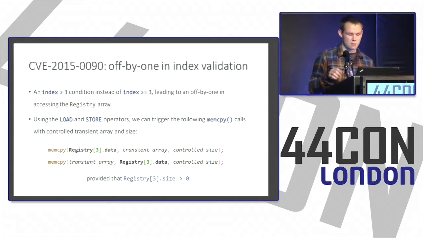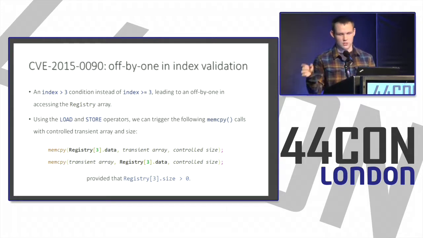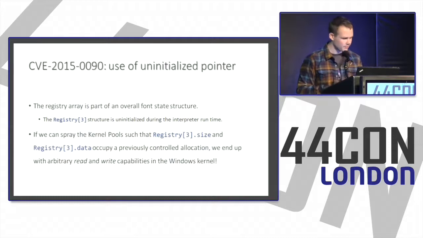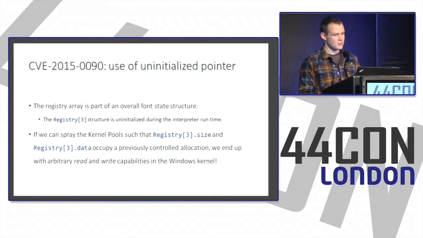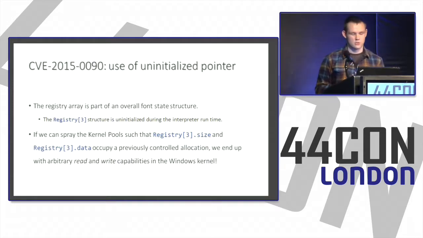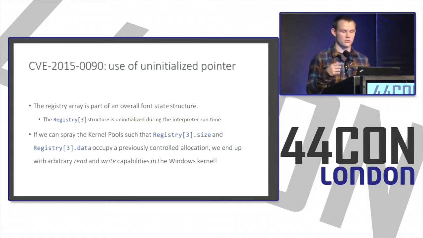We could either read from the data pointer or write to it, provided that the size field of the out-of-bounds structure would be greater than 0. The registry array is just a part of the overall font state structure, which is many bytes long. It turned out that the third item in the array was uninitialized during the interpreter runtime. So we could spray the kernel pools such that we could control both the length and the data pointers inside of the structure, and then we would have arbitrary read and write capabilities in the Windows kernel.